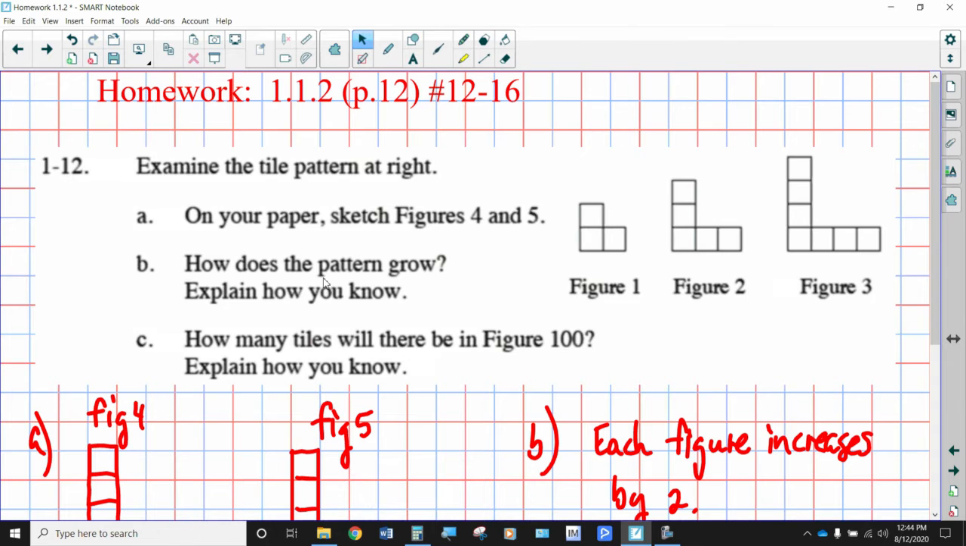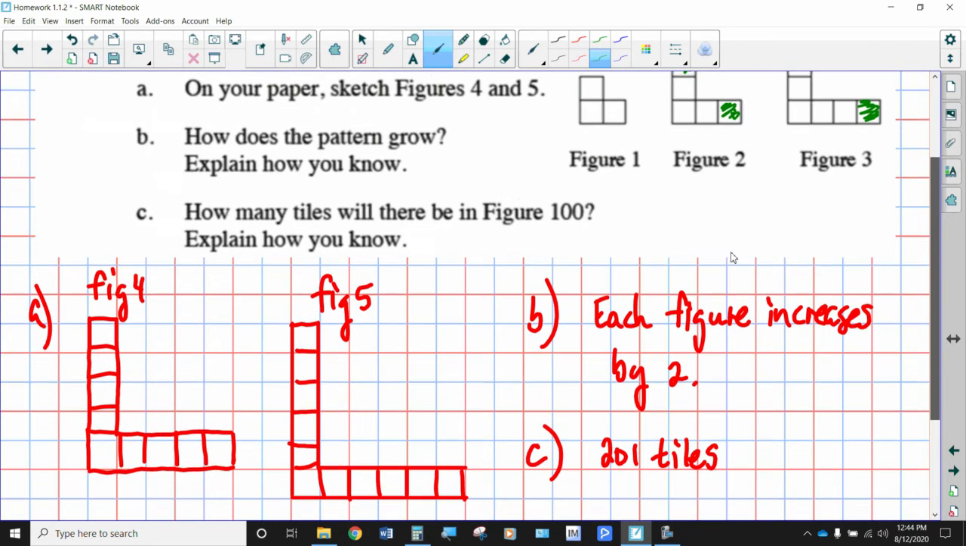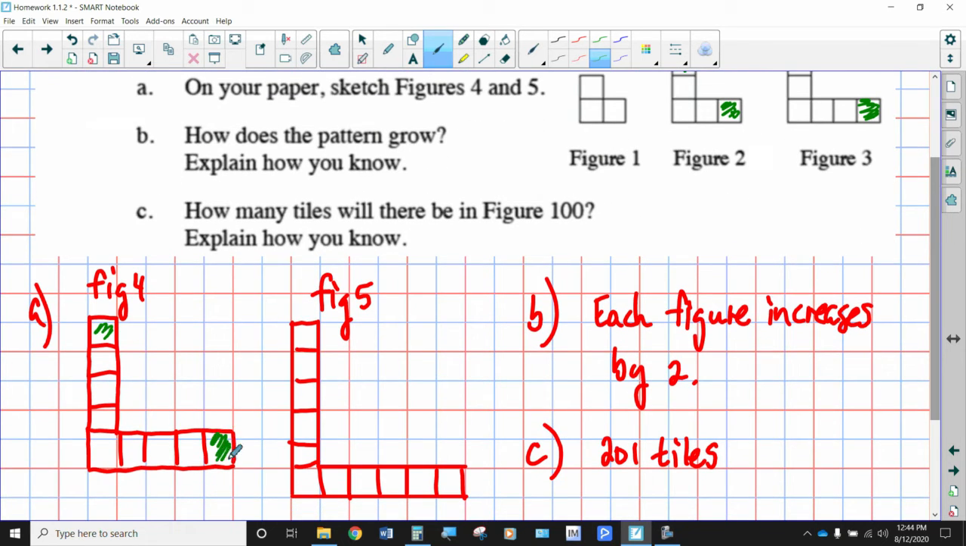Now let's take a look at tile patterns. Here is an L-shaped tile pattern where figure 1 has 3, figure 2 has 1, 2, 3, 4, 5, and figure 3 has 1, 2, 3, 4, 5, 6, 7. It looks like it's increasing by 2 every single time. Where do you see the 2 being added on? It looks like this one here and this one here added on to figure 1 to make figure 2. Then this guy here and this guy there got added on to figure 2 to make figure 3. So we'll continue with that trend, adding 1 to the top and 1 to the bottom row every single time. Each figure has 2 more than the previous.